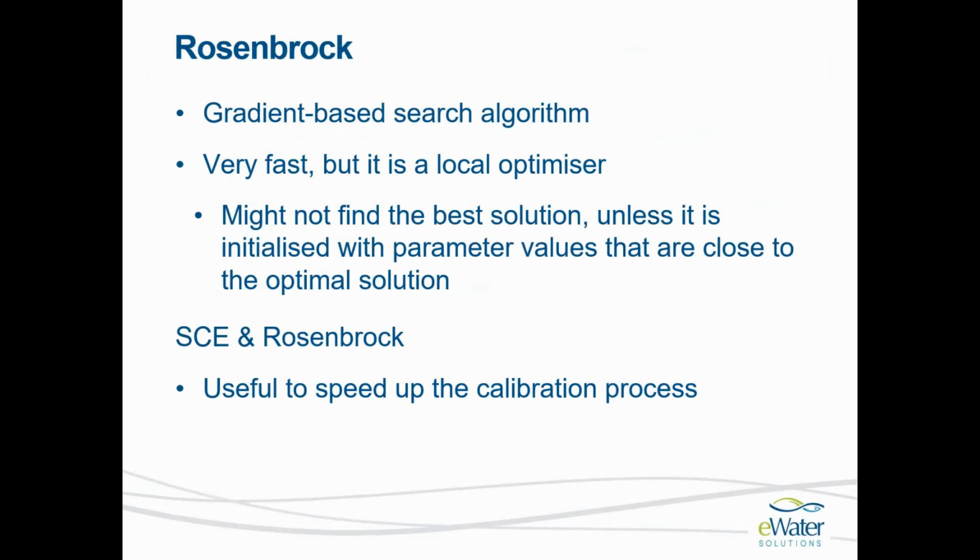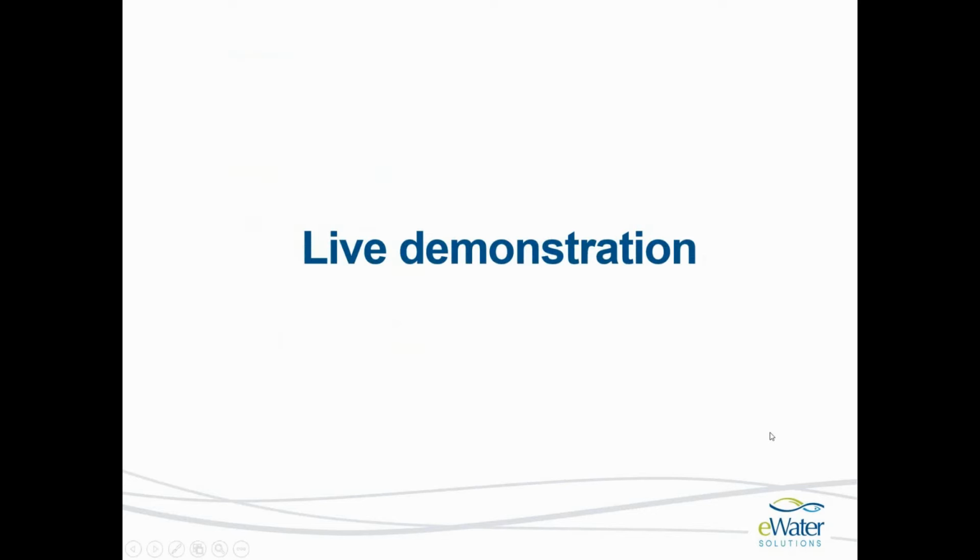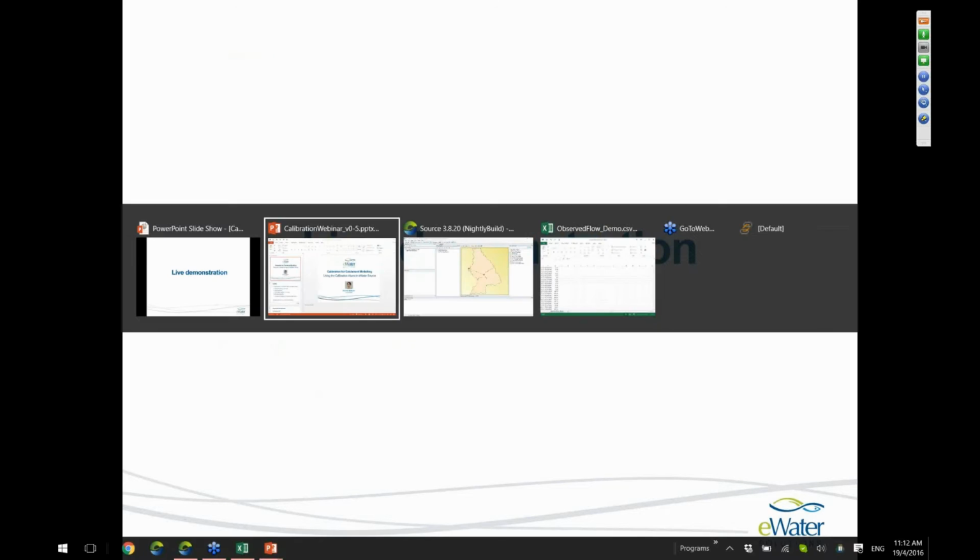So it might not find the globally optimal solution unless it's initialized with initial values that are close to the optimum. Another common combination is SCE and then Rosenbrock. You use the SCE algorithm initially to search the entire parameter space, and then run the Rosenbrock algorithm to speed up convergence once you think you're near an optimal solution. Often I'll run Rosenbrock if I'm just doing a quick test of my calibration. I want a quick convergence, because SCE does find a global solution, but it is quite slow. Now I'm going to go into our live demonstration.